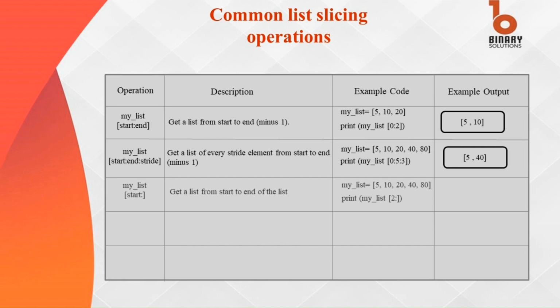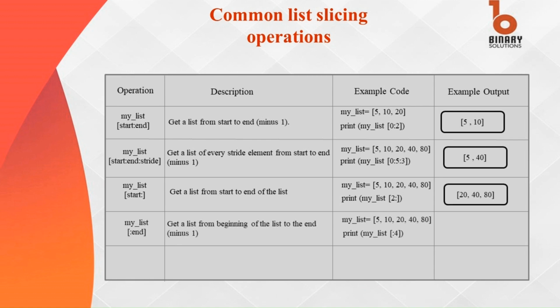The start colon operation retrieves the list from the start index to the end of the list, like print my list [2:], which gives 20, 40, 80. The colon end operation slices the list from the beginning up to, but not including, the end index, with print my list [:4] returning 5, 10, 20, 40.